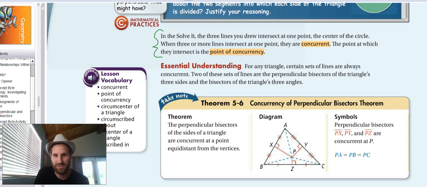So this segment right here, I'm just going to read it to you. It says, if the three lines that you drew intersect at one point, the center of the circle, that was from above, so we don't need to look at that, but it says when three or more lines intersect at one point, they're called concurrent. Okay, so that's a definition, make sure you write that down. And the point at which they intersect is the point of concurrency, so you guys can just write that point down.